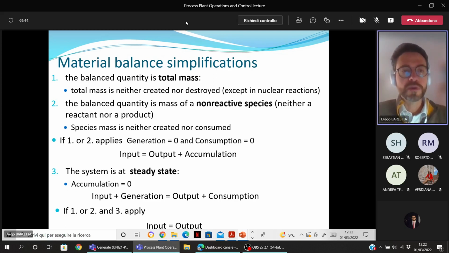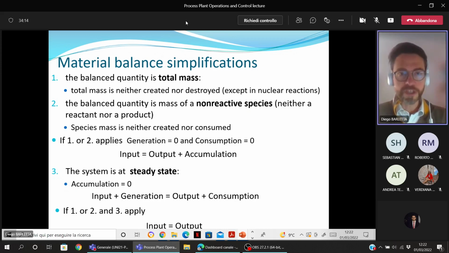So this is the combination. The first two cases are the ones that I already mentioned. Then another particular case, starting from the general equation: if we have the system at steady state, accumulation is 0, and so input plus generation equals output plus consumption.